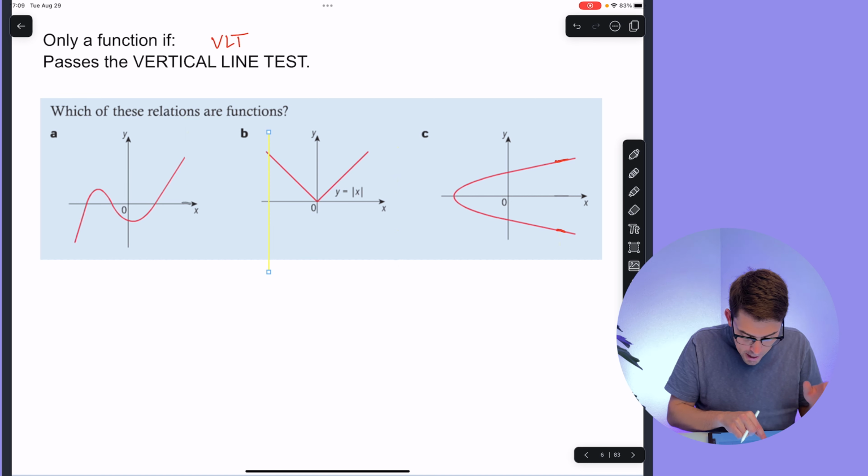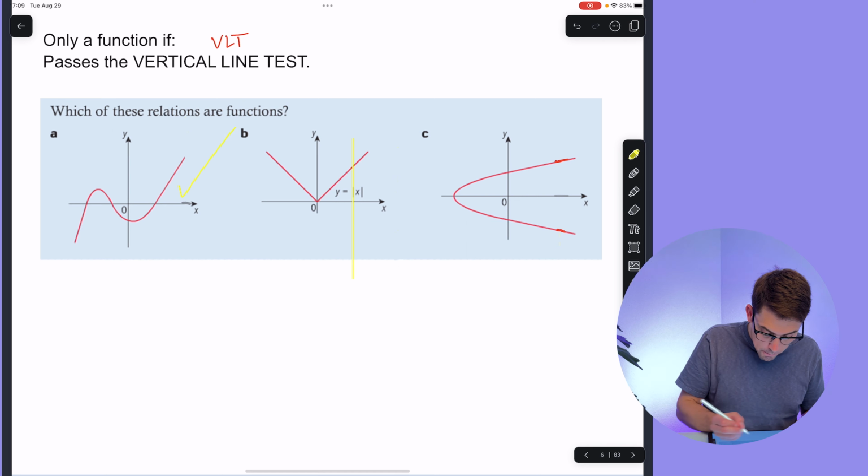Take a look at this one over here. If I slide this from left to right, you'll notice the same exact thing. It's only intersecting on this function once. So since it passes the vertical line test, it is a function. So let me go ahead and give this a check mark. That's a function.